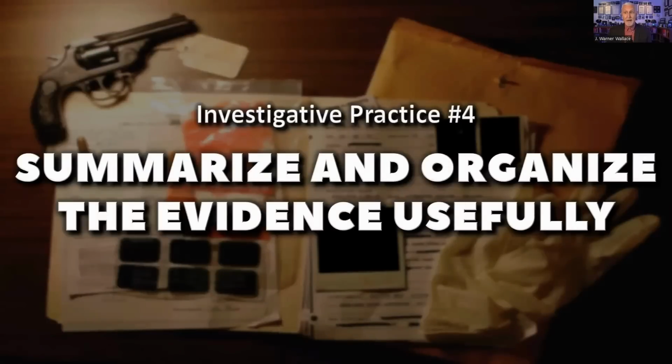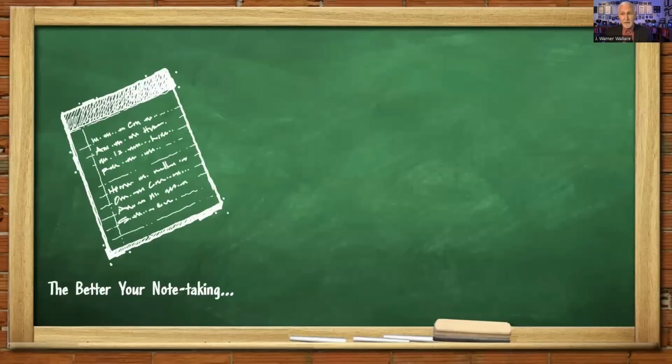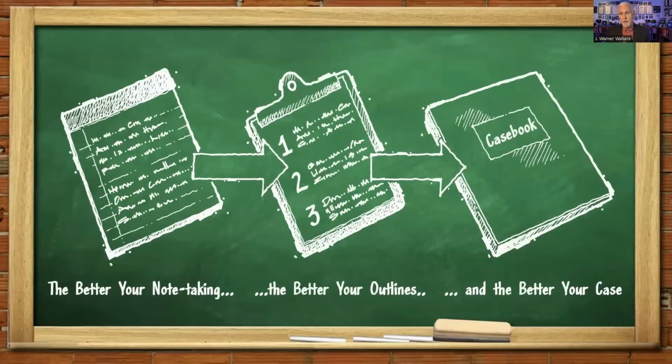Now we're going to talk about how to summarize and organize the evidence usefully. If you remember a couple of sessions ago, we talked about this process: note taking that leads to better outlines that then lead to a better case. And that's very common. We've already talked, in the first three practices, about that note taking aspect, how you can collect and take notes about what you discover.